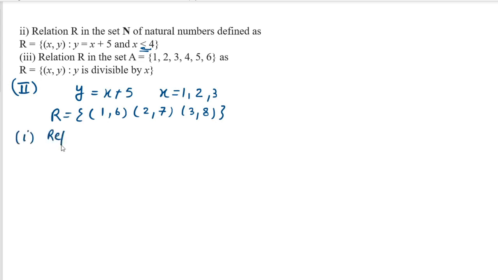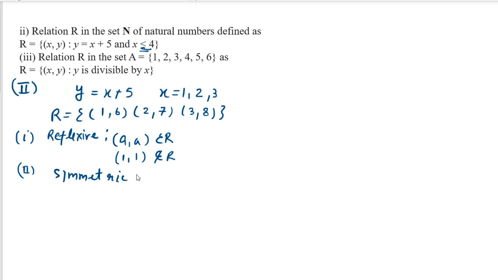So again I am going to check it for the reflexive. For reflexive, I told you that if a comma a belongs to R, then this kind of relation is reflexive. But here you can see one thing, 1 comma 1 does not belong to R, so it is not reflexive.